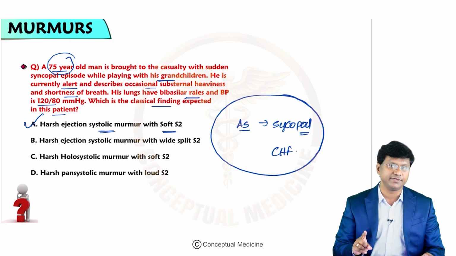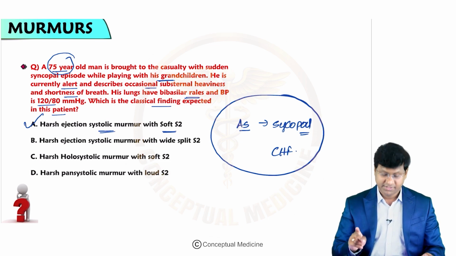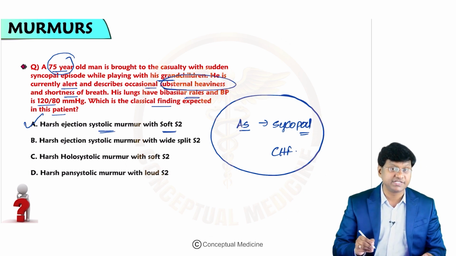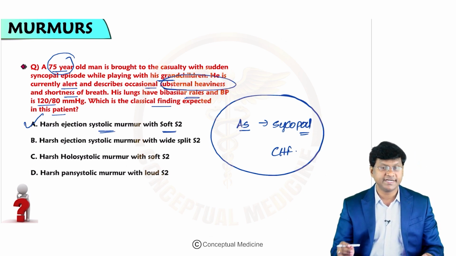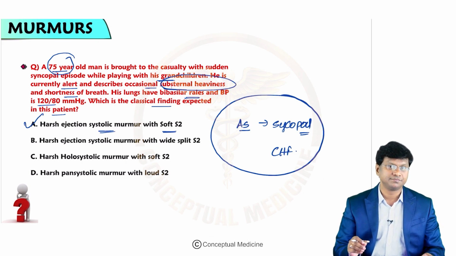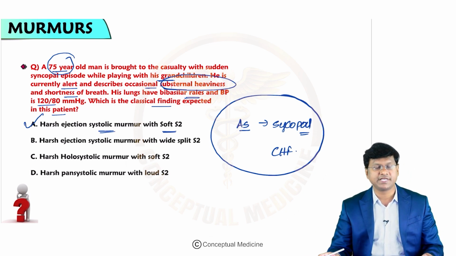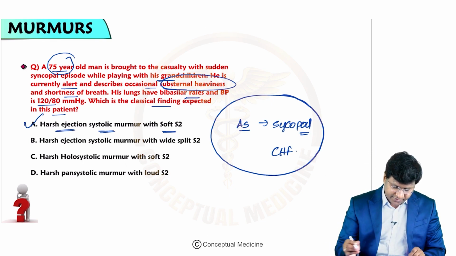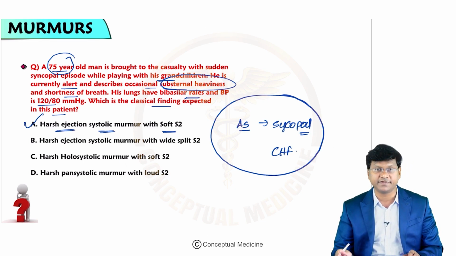Number one, elderly individual. Number two, two important manifestations. One, the syncopal episodes on exertion, and two, development of congestive heart failure, and one more, substernal heaviness, right? Substernal heaviness. Okay. So all these points are in favor of aortic stenosis. So in aortic stenosis, you have the presence of the harsh ejection systolic murmur with soft S2.